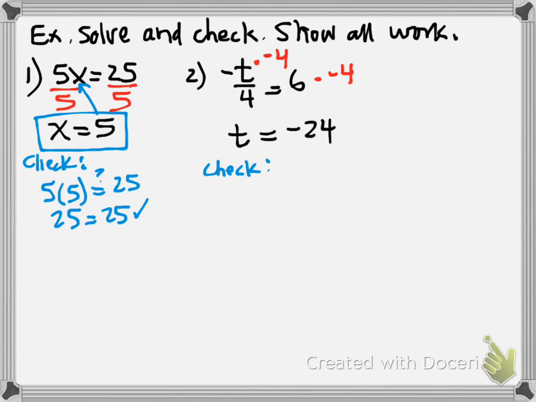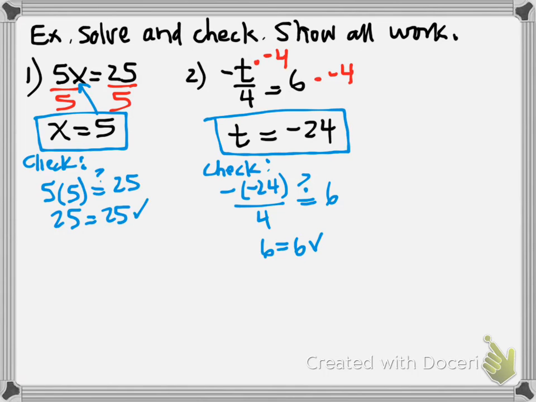Because especially when it comes to having signs, it's really easy to make ridiculously silly mistakes. So we're going to see, does the negative of negative 24 divided by 4 actually equal 6? Well, a negative times a negative is a positive. And 24 divided by 4 is 6. So I get 6 equals 6, which verifies my answer: t equals negative 24. So let me show you how to solve this problem in 2 steps, because for some of you, you might not like the 1 step.